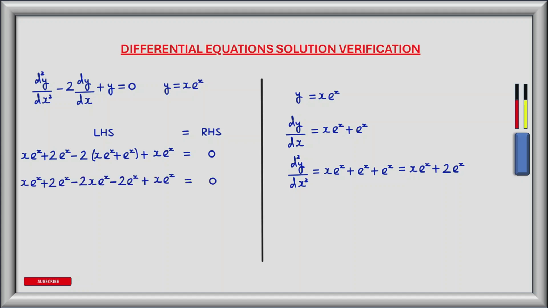If we expand the bracket out, we then see that the negative 2x e to the x cancels with x times e to the x and x times e to the x, and the 2e to the x cancels with the negative 2e to the x. This leaves us with 0 on the left-hand side equal to 0 on the right-hand side, thus verifying that y equals x times e to the x is a solution to d2y dx squared minus 2 dy dx plus y equals 0.